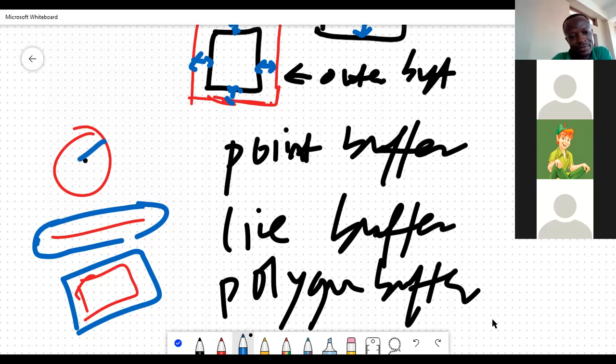Point buffer. If we are saying buffer in relation to the point buffer, let's say we relate it to our GIS system like Google Earth, and we are looking for a location, it doesn't give you the exact location. It gives you like plus or minus 40 meters. Is that the buffer in relation to the GIS?